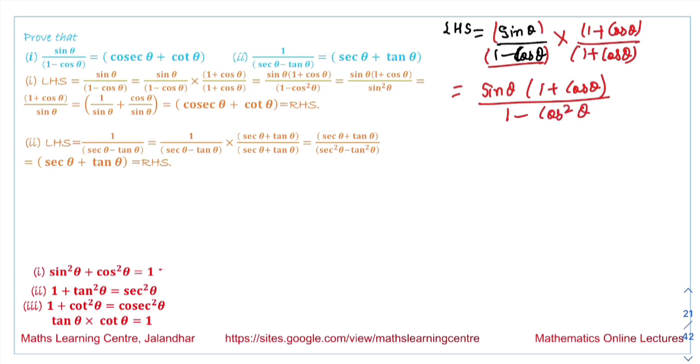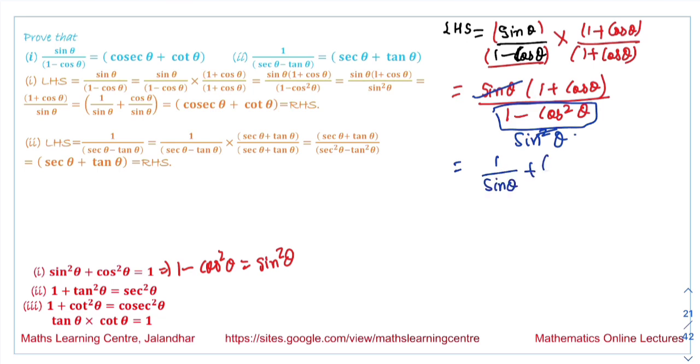The value of 1 minus cos square theta is sin square theta. So this denominator becomes sin square theta. This sin theta and sin square theta get cancelled, and we are left with 1 over sin theta plus cos theta over sin theta, and the answer we get is cosecant theta plus cot theta.